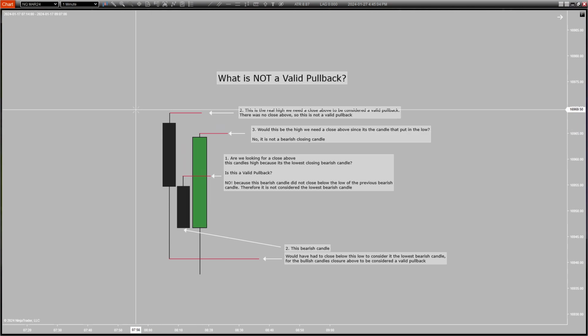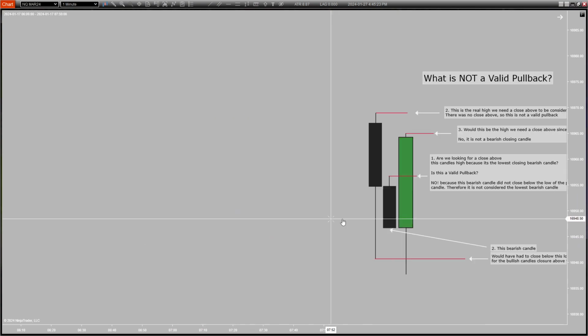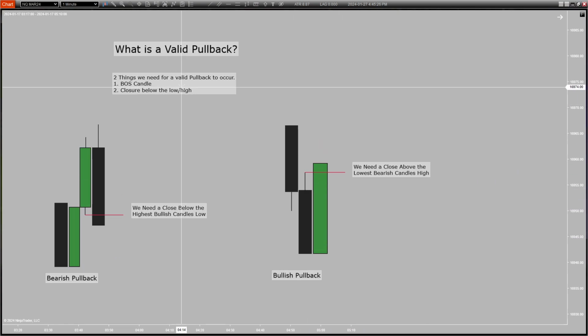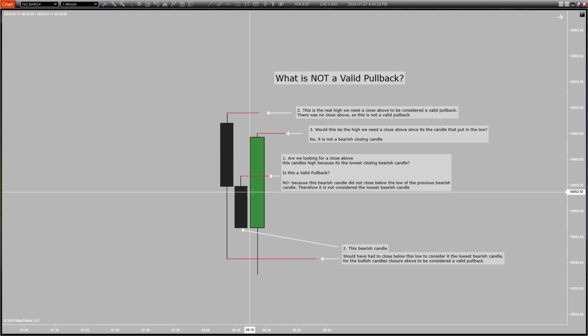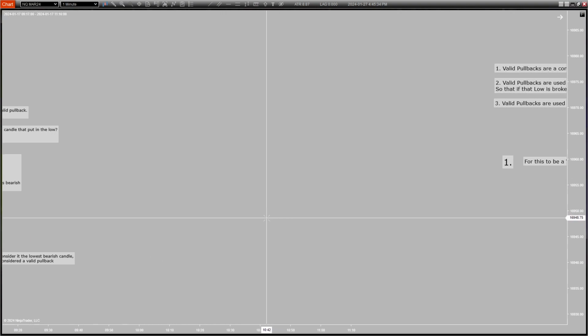Some people have certain wording, things that they saw in videos, that might have confused them. But no, it's not the lowest bearish closing candle. It's not a bearish candle, so you're not looking for that, because it didn't close bearish. Anyways, hopefully you can understand how, right here, the first real break of structure candle is not a break of structure candle. It didn't break the structure before, so it's not a valid pullback.